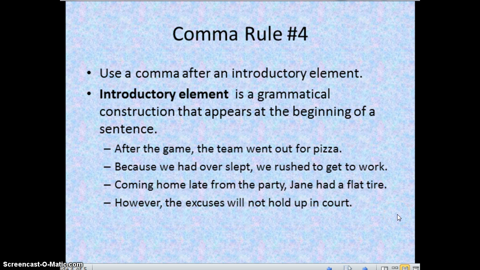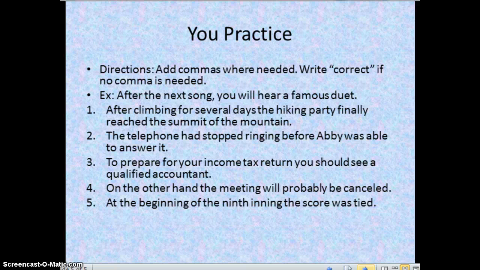These are just like prepositional phrases. Once you get them, you realize they're there and they're really easy to find. So you need to try to practice. In these practice sentences, some of them are correct the way they are, but others you will need to put a comma after the introductory element.